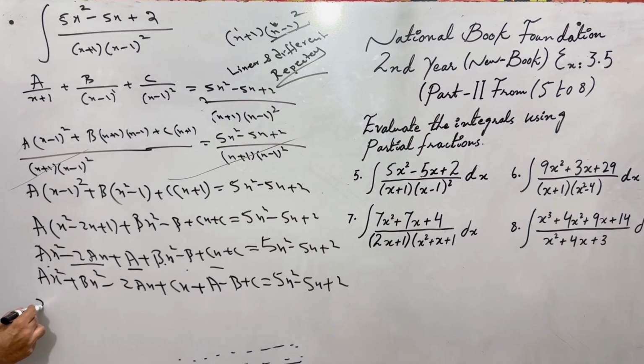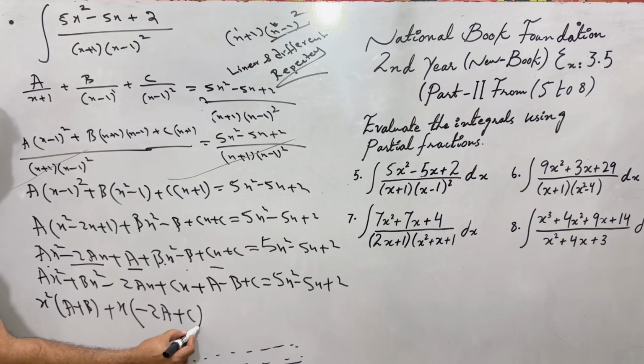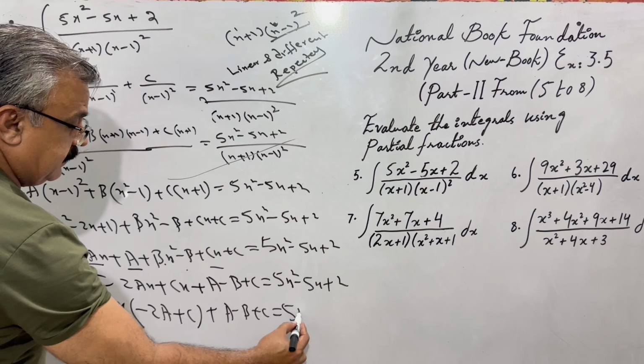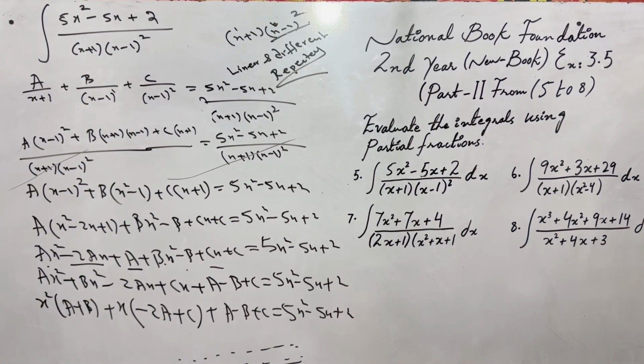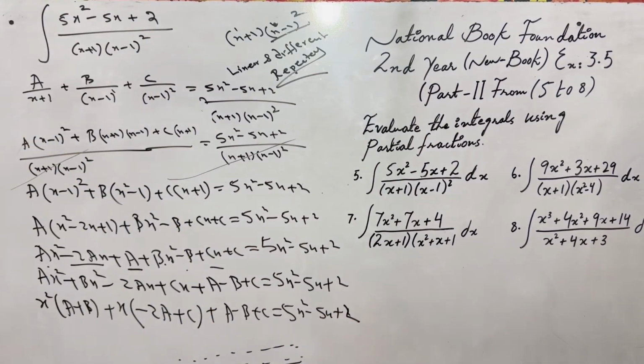Taking x² common, we have A plus B. Taking only x common, we have minus 2A plus C. This is a constant: A minus B plus C is equal to 5x² − 5x + 2. Comparing, coefficient of x² is equal to coefficient of x². A plus B is equal to 5. Minus 2A plus C is equal to minus 5. And the constant, that is A minus B plus C, is equal to 2.